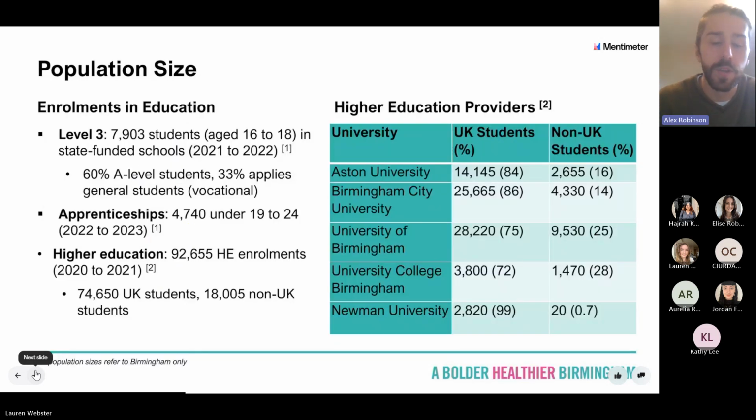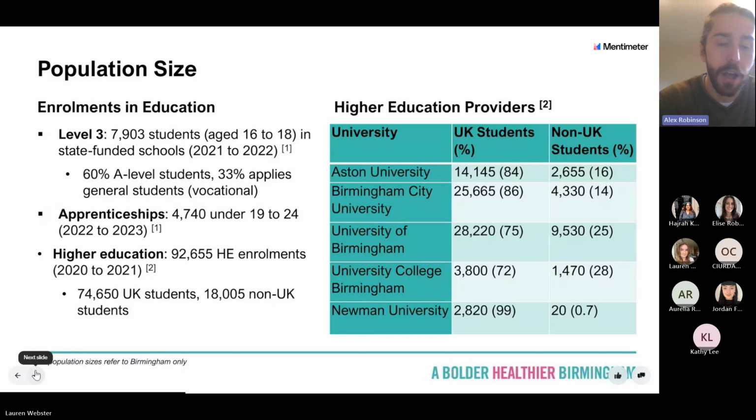Moving on to the size of the population within Birmingham. There were 7,903 students aged 16 to 18 in state-funded schools in Birmingham that were undertaking level 3 qualifications. So that's things like A levels and apprenticeships. Of these, 60% were doing A levels and 33% were doing vocational qualifications.